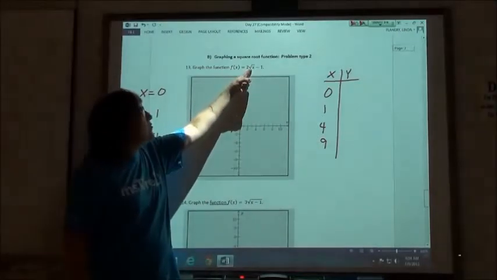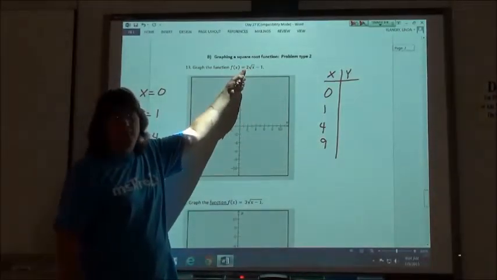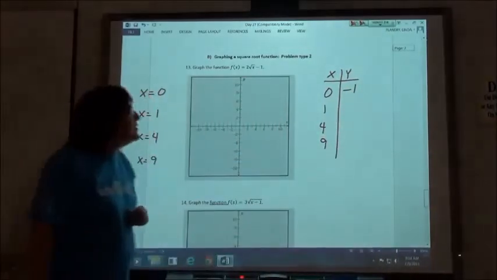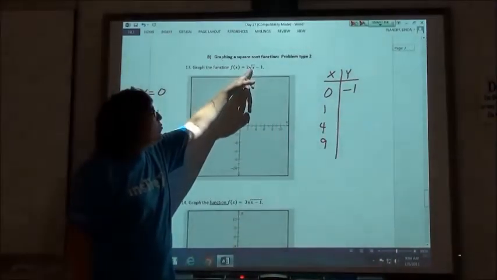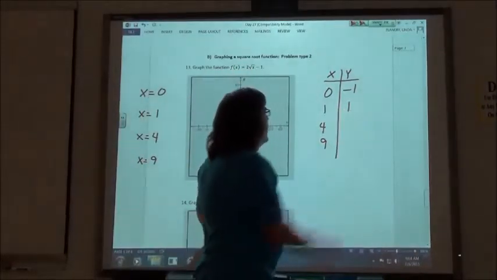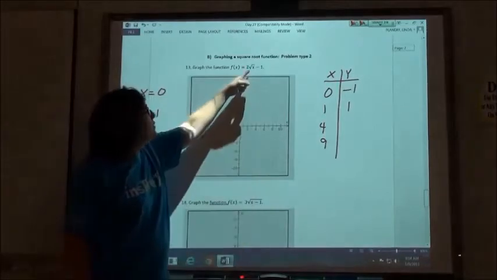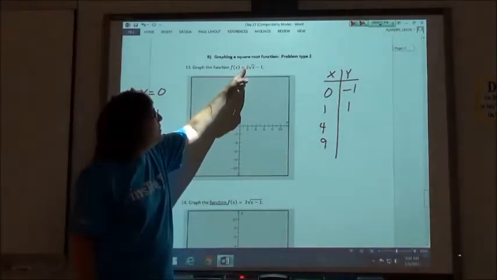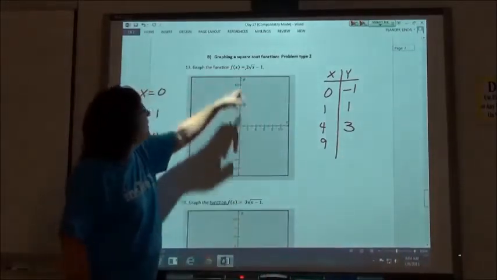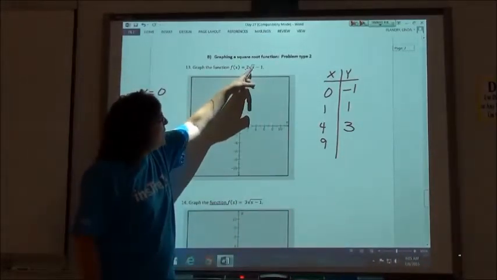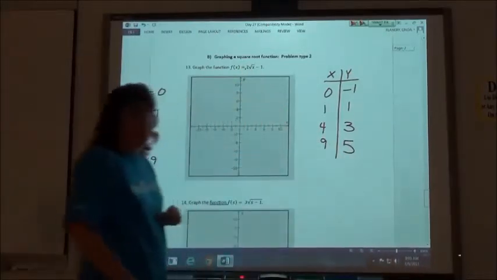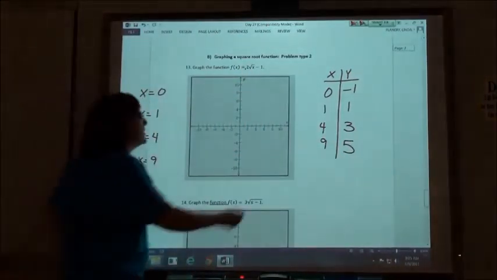So square root of 0 is 0. 2 times 0 is still 0. 0 minus 1 gives us a -1 answer. Square root of 1 is 1. 1 times 2 is 2. 2 minus 1 is 1. Square root of 4 is 2. 2 times 2 is 4. 4 minus 1, 3. Square root of 9 is 3. 3 times 2 is 6. 6 minus 1, 5. So now we've got our 4 points and we can plot those.